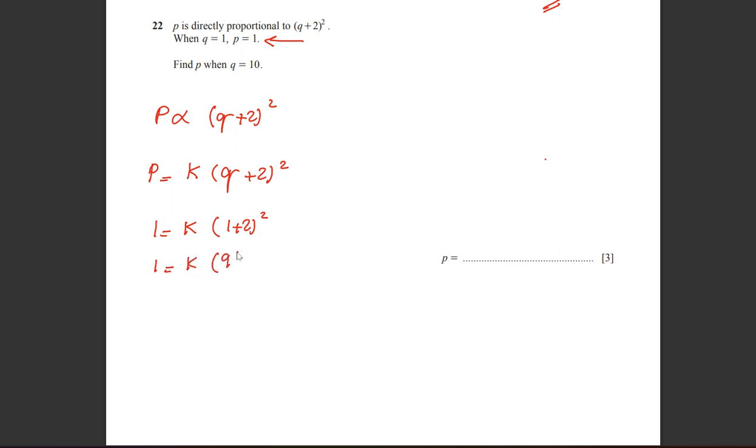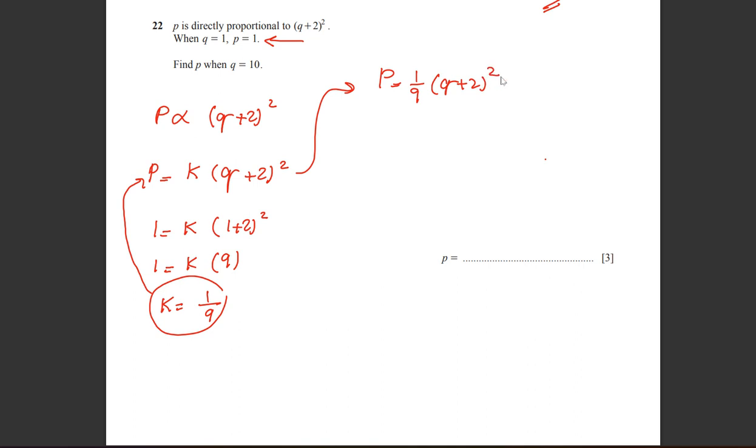Okay, then don't get confused. I have to take this and substitute here again. So it will be P equals 1 over 9 times Q plus 2 all power 2. What he needs now is to find P when Q equals 10. So all I have to do is remove Q and put 10 instead of it: 1 over 9, 10 plus 2 power 2. Then we can do it with the calculator directly also.